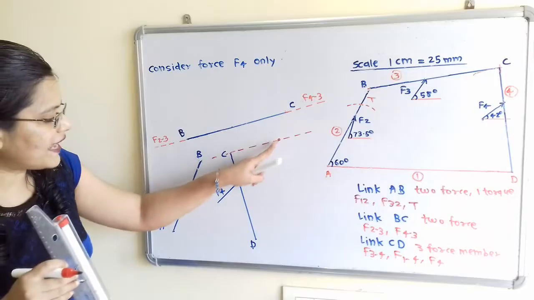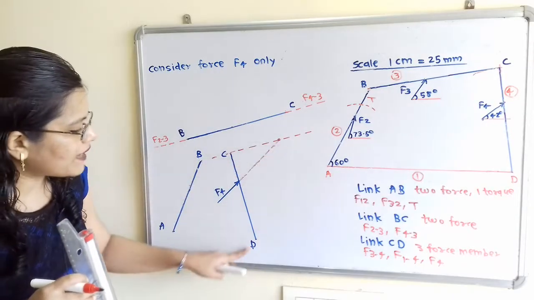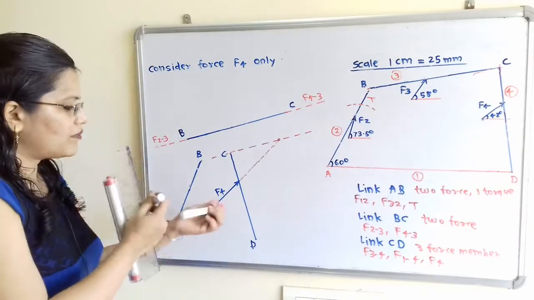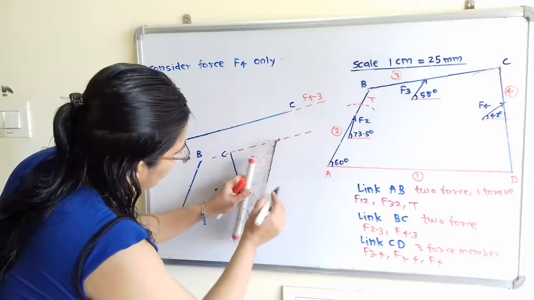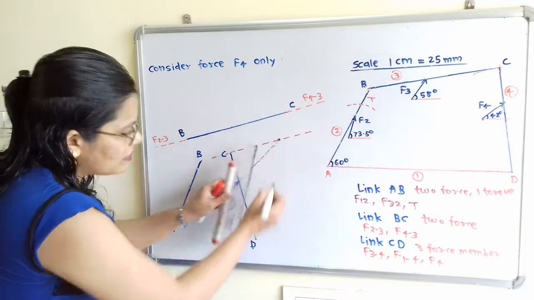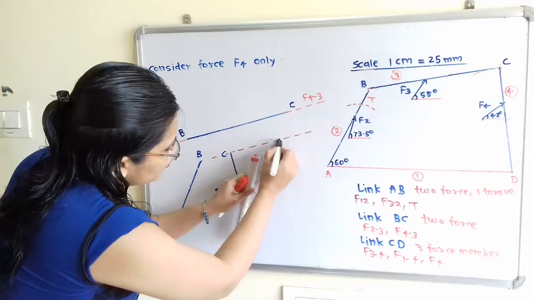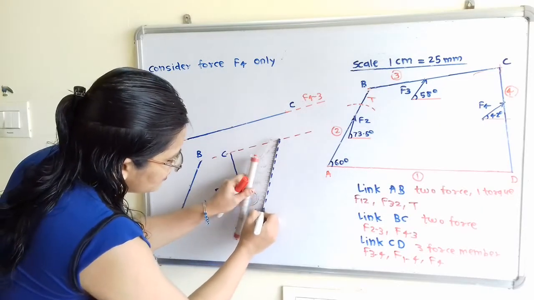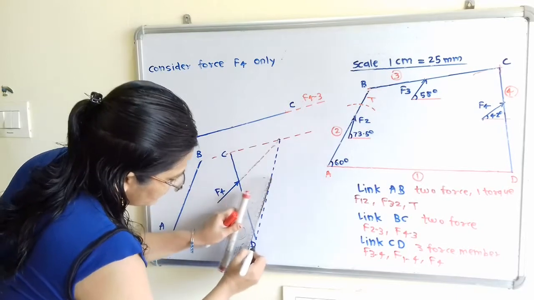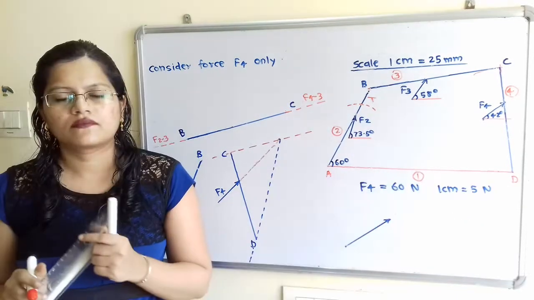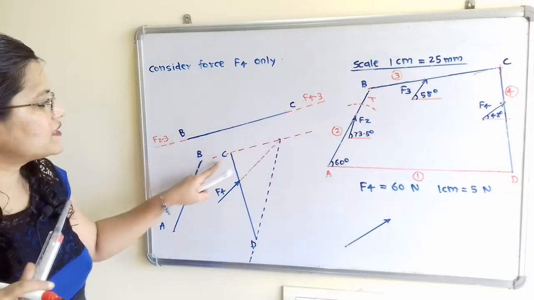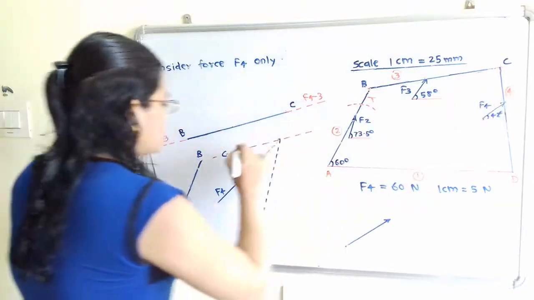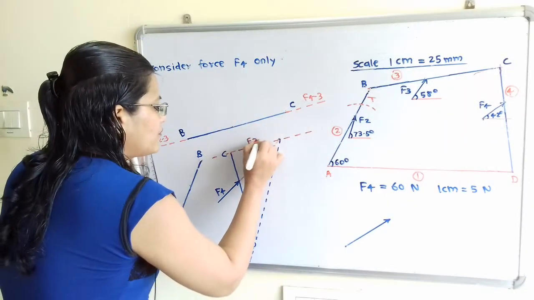Now through this point, the line of action of force passing through D we have to show. So I will show it with this blue marker. What is the line of action of force? We have to join this concurrent point and this D. So the third force or line of action of force should pass through this concurrent point. Now through this point C, which force is there? For this link CD, F of 3 to 4. So this is the line of action of F of 3 to 4.